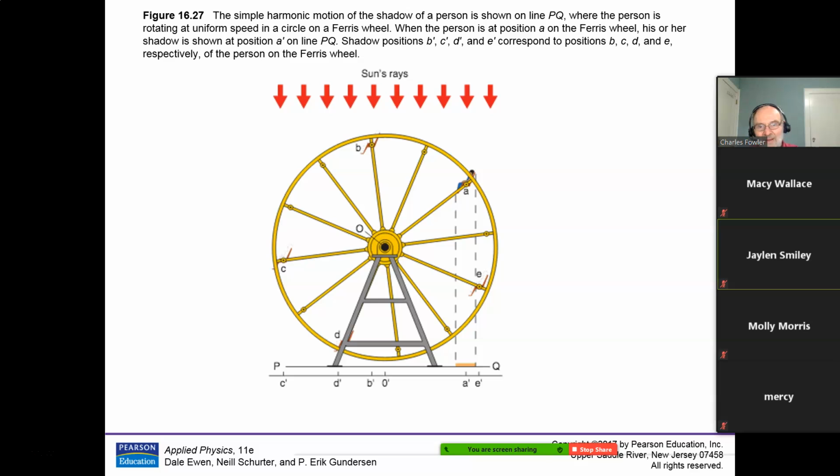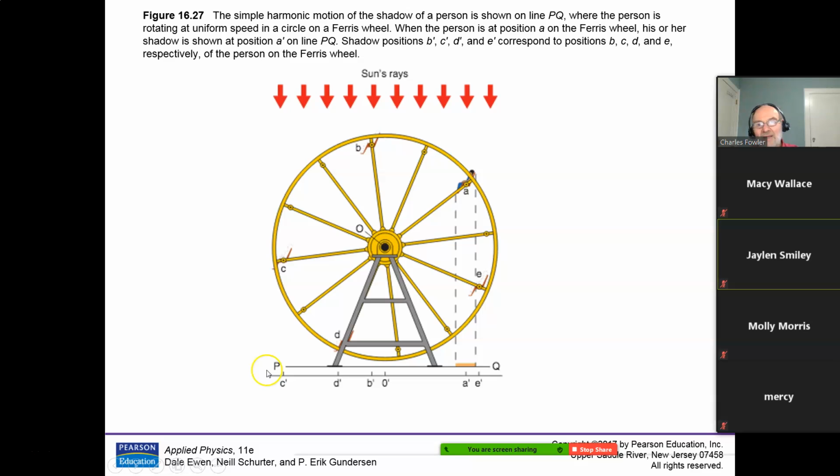I don't know why they put the primes there. Then as you continue on here, your shadow goes over here until it reaches P, which is directly underneath where C is right now, C prime, and then it starts moving back again. So your shadow goes in simple harmonic motion back and forth. Your amplitude would be the distance from the equilibrium position here to either P or Q.